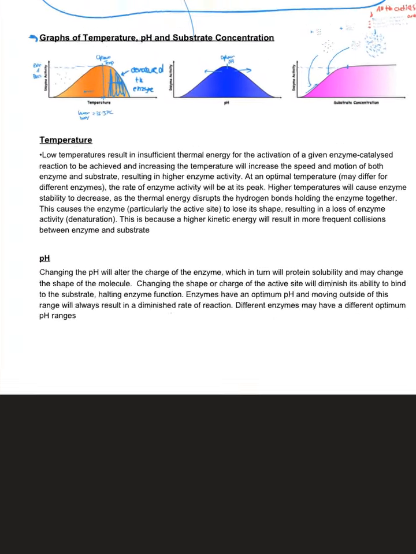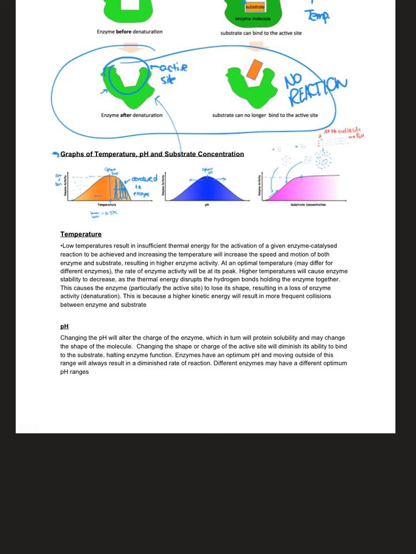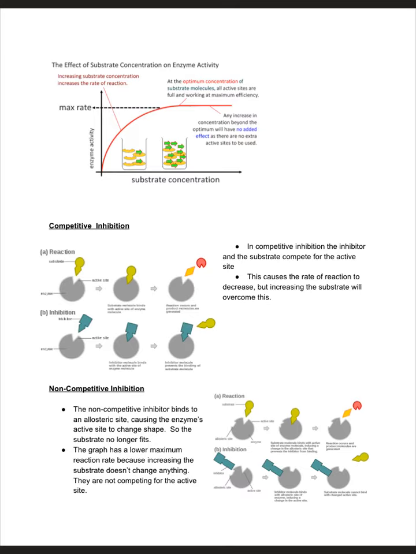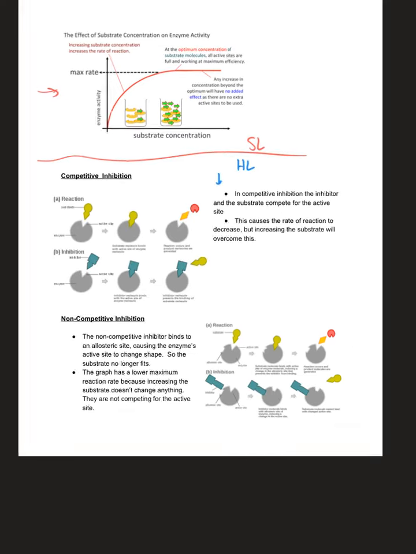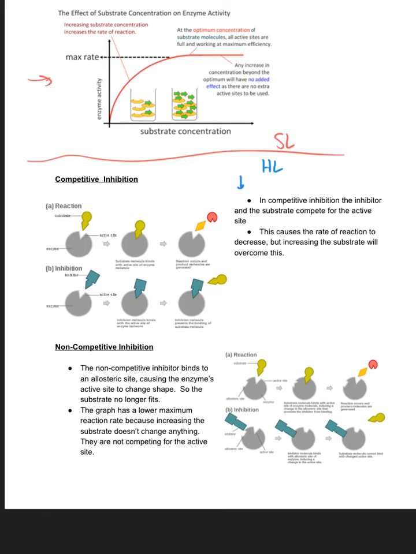So that's temperature, pH, and substrate concentration. There's some explanations down here. I think they're good. So that'll help you too. Now the other two, okay, so here would be the end of SL stuff. Now over here we're going into the HL stuff. You can also have what we call competitive and non-competitive inhibition. Okay, so the idea of inhibition is, again, that it slows down reactions.